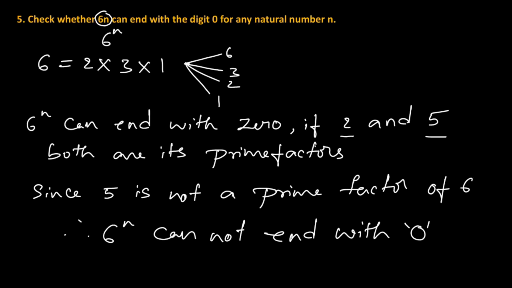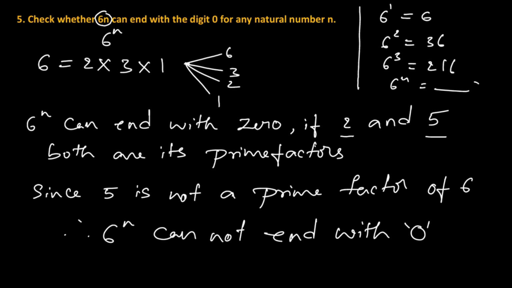You can also check it in another way. 6 power 1 is equal to 6, 6 square is equal to 36, 6 cube is equal to 216, 6 power 4, again you will get the unit digit as 6. You never get the unit digit as 5, or 0, or any other number. You always get the unit digit as 6 only.